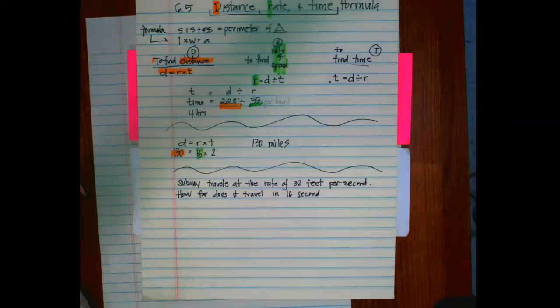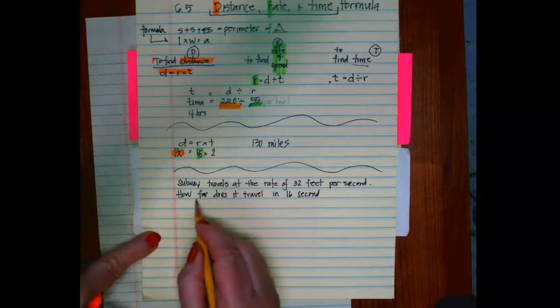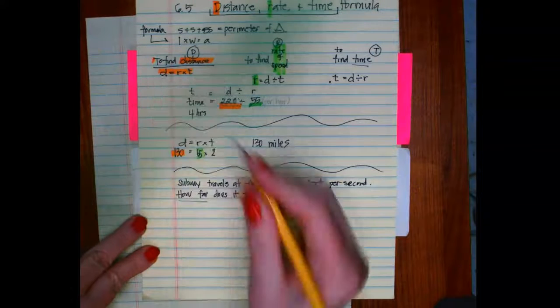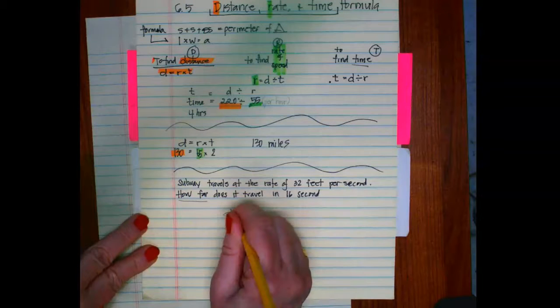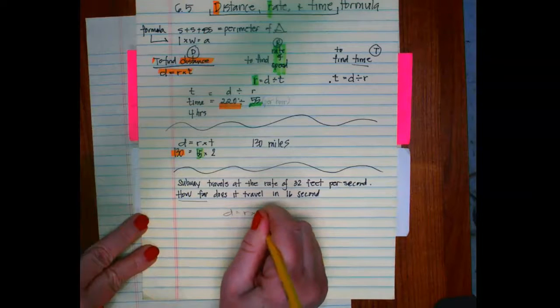If you like color coding, I went ahead and color coded the last problem. Here's a new one we're going to try. A subway travels at 32 feet per second. How far does it travel in 16 seconds? First of all, determine which formula you will use. We are looking for, of course, how far, so distance. Hopefully you chose D equals R times T.